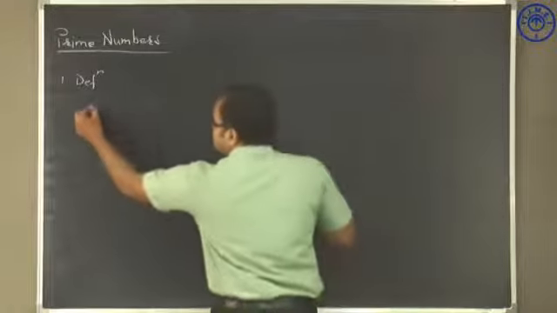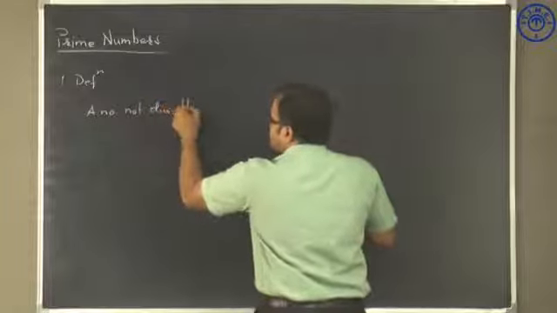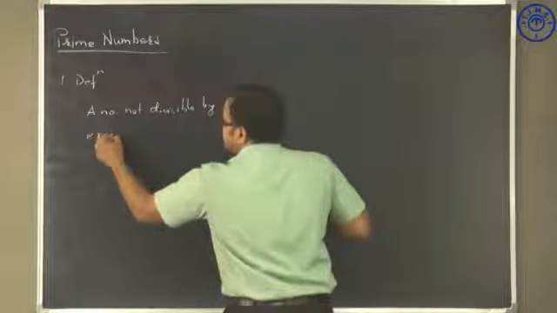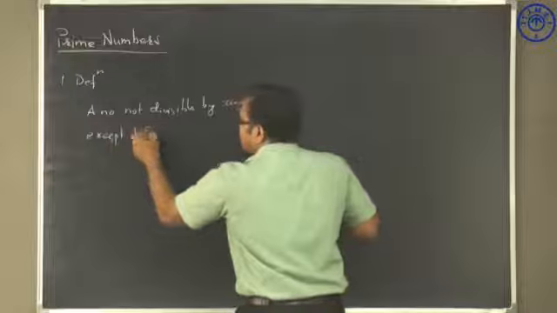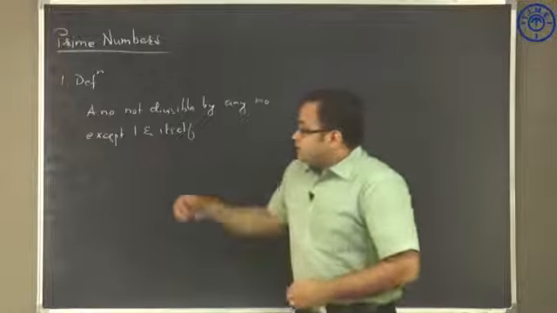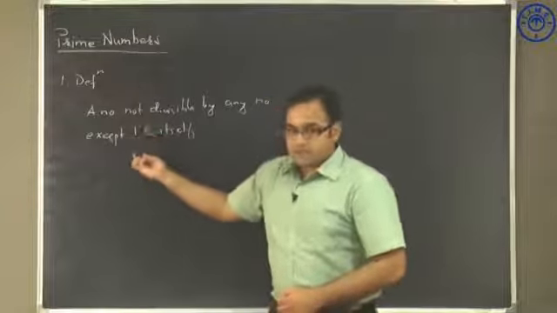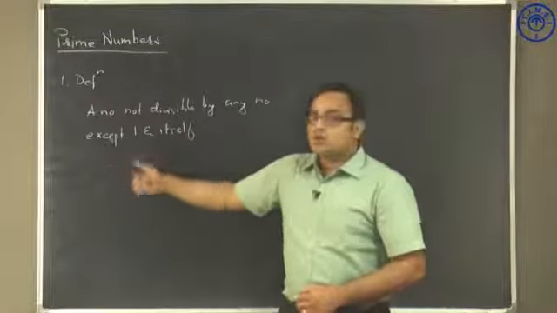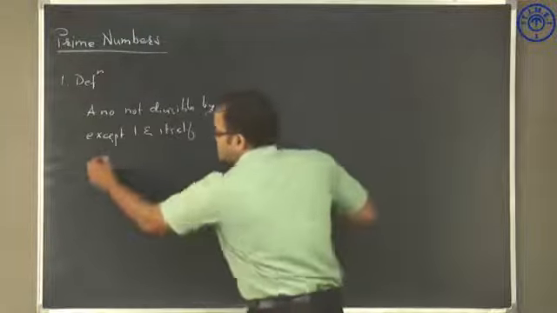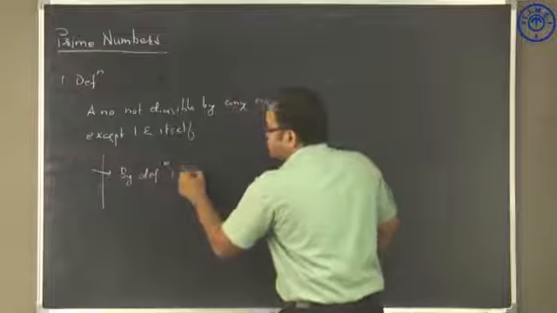So, a number not divisible by any number except 1 and itself is a prime number. By definition, 1 is not a prime number, because from here we can definitely say that 1 is not divisible by any other number besides 1 and itself. But still 1 is not a prime number. So, by definition 1 is not a prime number.